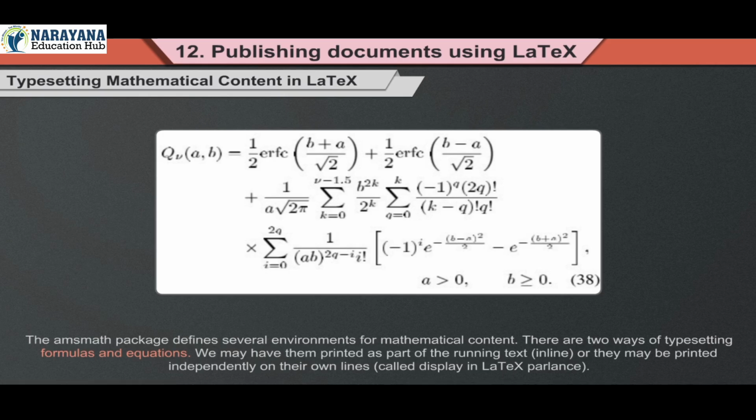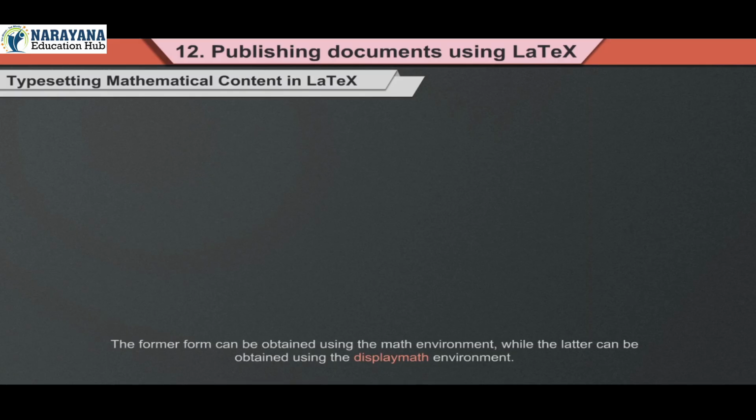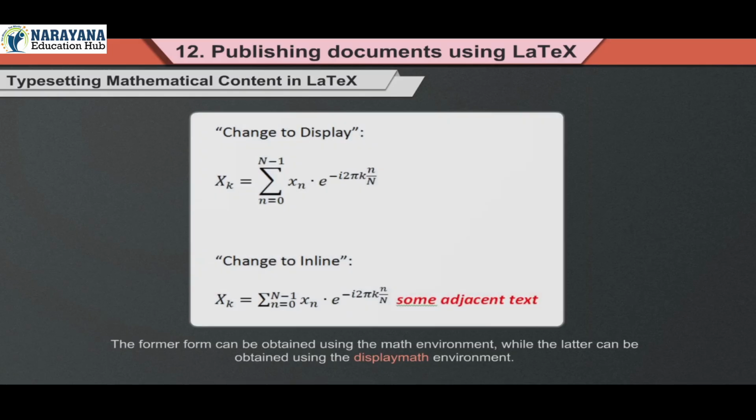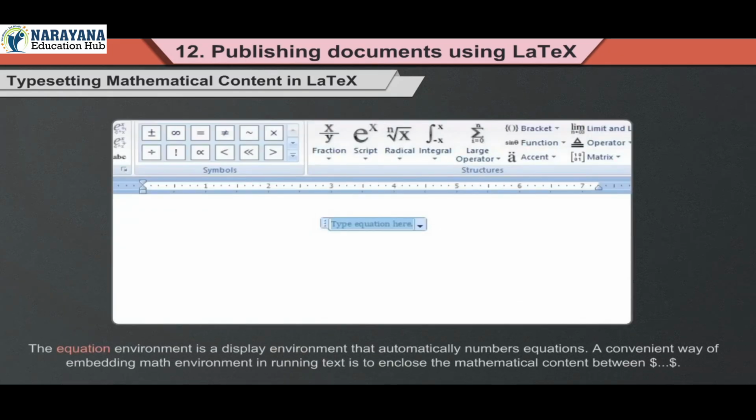We may have them printed as part of the running text inline, or they may be printed independently on their own lines, called display in LaTeX parlance. The former form can be obtained using the math environment, while the latter can be obtained using the display math environment. The equation environment is a display environment that automatically numbers equations.